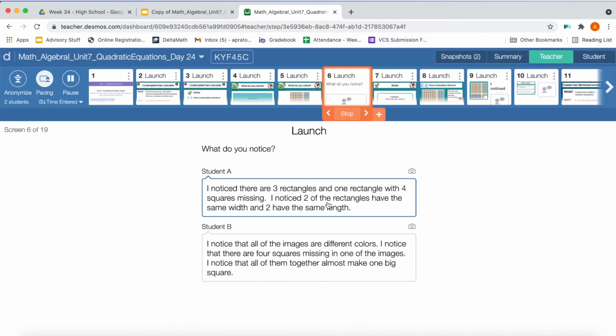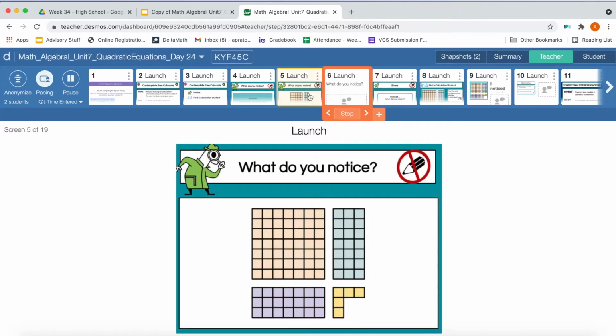I noticed that there are 3 rectangles and 1 rectangle with 4 squares missing. I noticed 2 of the rectangles have the same width and 2 have the same length. I noticed they're different colors. I noticed there's 4 squares missing in 1 of the images. I noticed all of them together makes 1 big square.